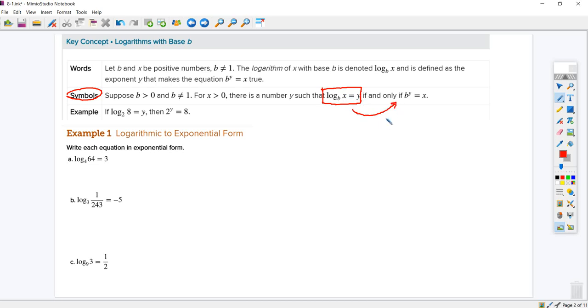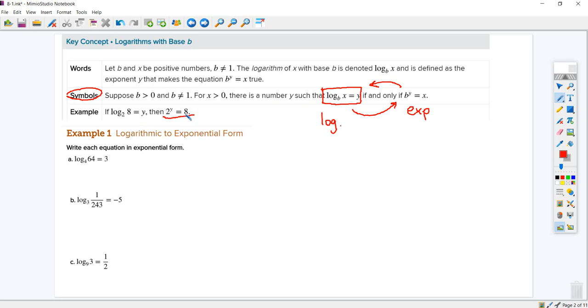This can be represented as b to the power y is equal to x, which means, yes, we said that this is logarithmic. It can be represented in exponential form, or vice versa. It can be represented back with the logarithmic function. Any exponential equation can be represented as a log equation, or any log equation can be represented in exponential equation.